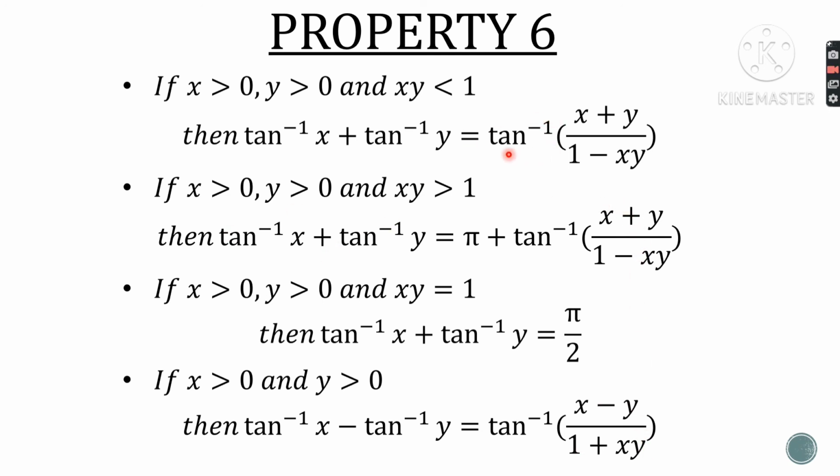Now these properties you can also use, like if you are getting an expression like tan inverse of x plus y upon 1 minus xy, then you can write this as equal to tan inverse x plus tan inverse y, provided both x and y are positive and product xy is less than 1. Similarly, whenever you have an expression like tan inverse of x minus y upon 1 plus xy, you can write it as tan inverse x minus tan inverse y, provided x is greater than 0 and y is greater than 0.